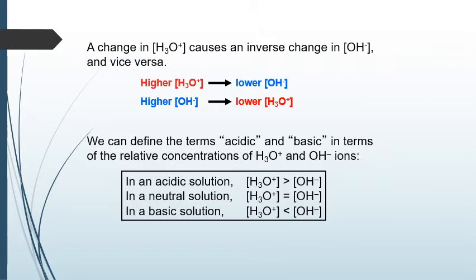We can define the terms acidic and basic in terms of comparing the concentrations of the H3O plus and the OH minus ions. If my solution is acidic, then my H3O plus is greater than my OH minus. If I have a neutral solution, I have equal amounts of H3O plus and OH minus. And if I have a basic solution, H3O plus would be less than OH minus. I want to stress again, especially when we're talking about neutral solutions, temperature is a huge factor in that.